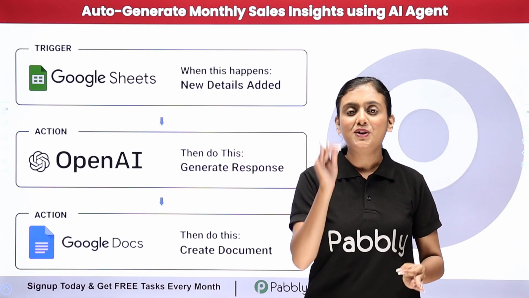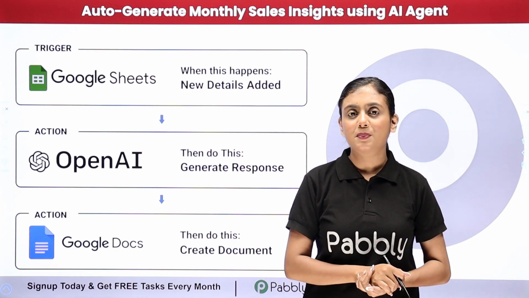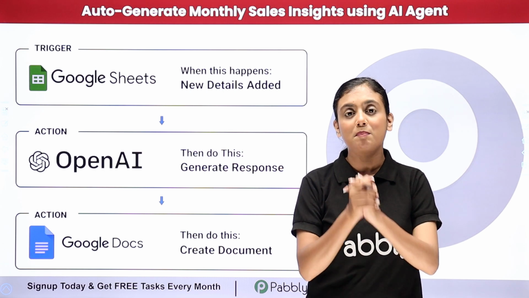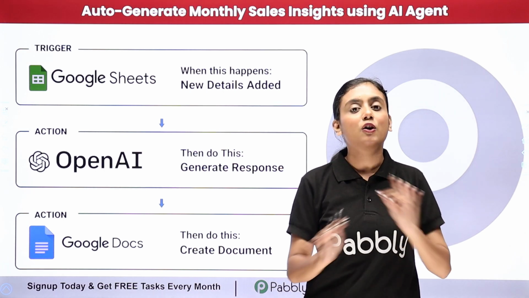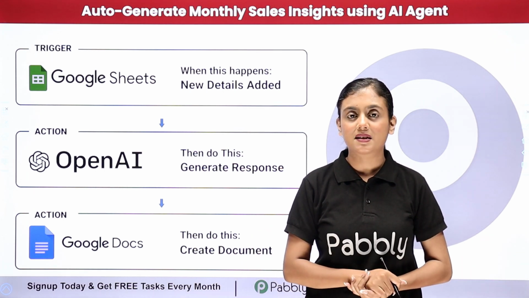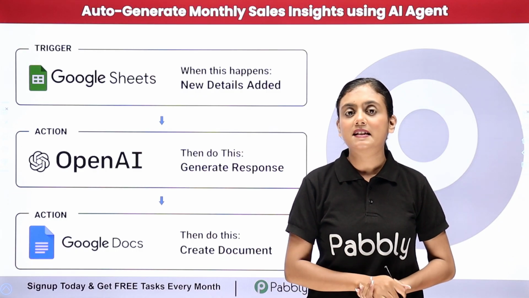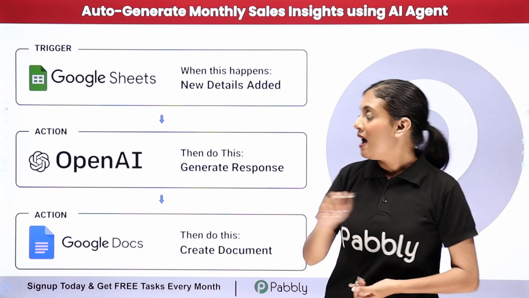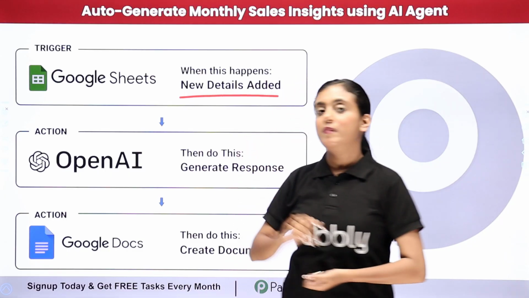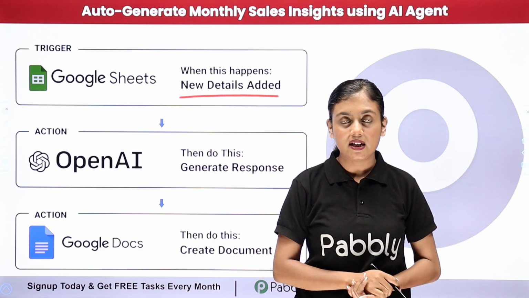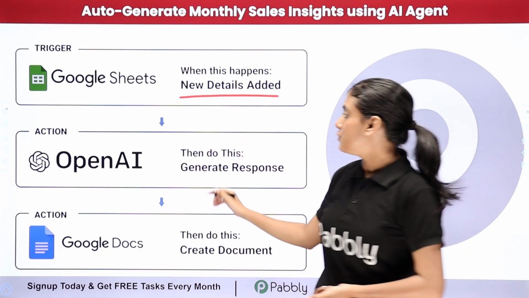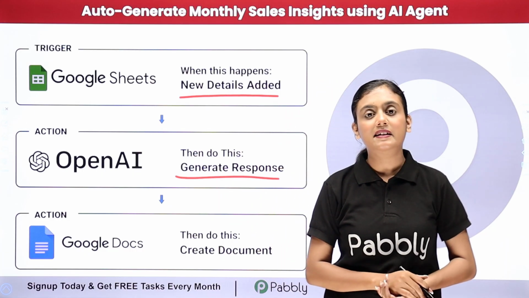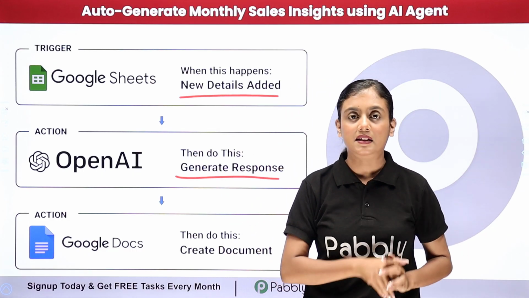So what if I tell you, you can simply automate this entire process by creating AI agent using Pabbly Connect, that too without need of any coding and programming skills. Yes. So now as I've created this AI agent, what is going to happen? As soon as I'm going to add the details of my new monthly sales in my Google Sheets, automatically an AI agent is going to analyze the data and generate the summarized form of the monthly sales.